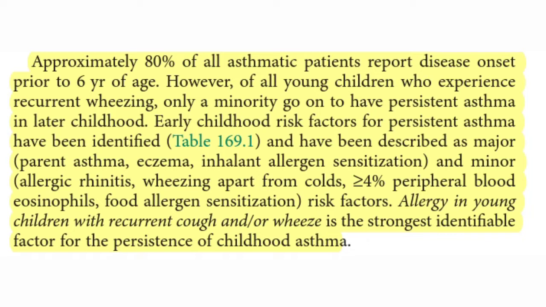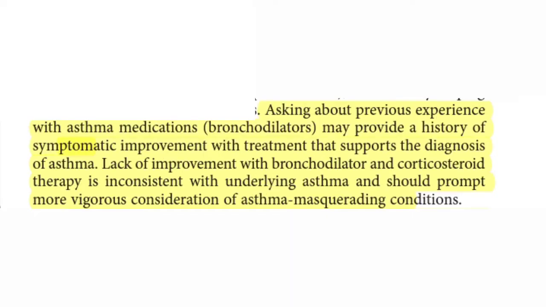So when you are going to evaluate childhood asthma, you will take the history of the parents, whether they are asthmatic. You will check the patient for eczema and other allergic sensitization, and you will do a CBC for eosinophilia, and ask about history of allergic rhinitis and wheeze other than with colds. So if these factors are present, then the child is more likely to have asthma. History is very important, asking about previous experience with asthma medication. A bronchodilator may provide a history of symptomatic improvement with treatment, which supports the diagnosis of asthma.